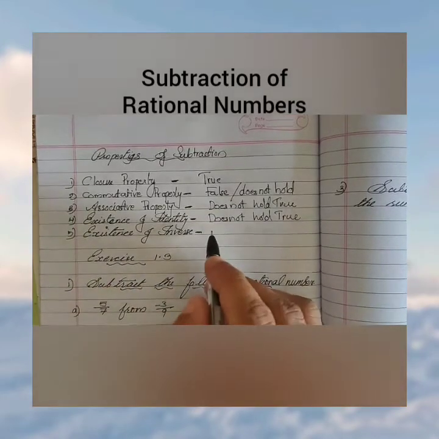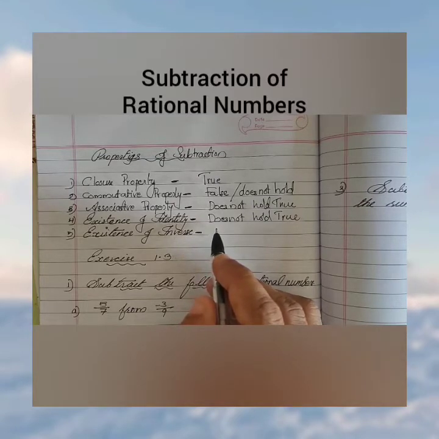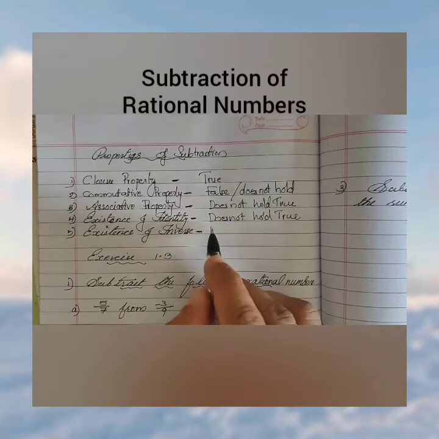Then existence of inverse. In addition, we have studied that if a rational number is added to its additive inverse, the answer will be 0. That means there exists an inverse of any rational number. But in subtraction, when we subtract the additive inverse from a rational number, we won't get 0. There is no such additive inverse in the case of subtraction. We will get another number only. So here also it does not hold.